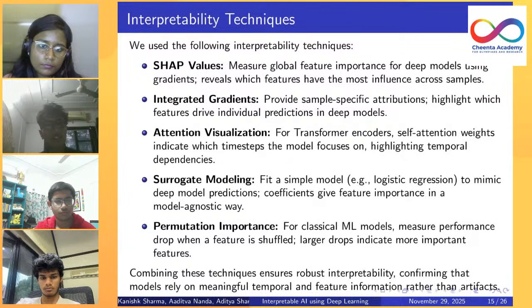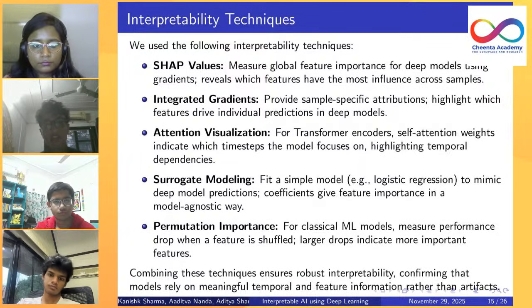Then we have the surrogate modeling, which fits a simple model. For example, we have used logistic regression to mimic deep model predictions. Coefficients give feature importance in a model-agnostic way.